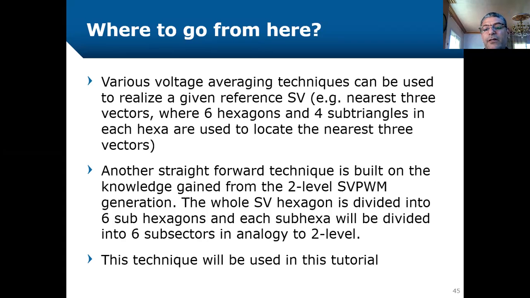Another straightforward technique is built on the knowledge gained from two-level space vector pulse width modulation generation. This is why we review briefly the space vector modulation of two levels. The whole space vector hexagon is divided into 6 sub-hexagons, and each sub-hexa will be divided into 6 subsectors in analogy to the two-level case. This technique will be used in this tutorial.